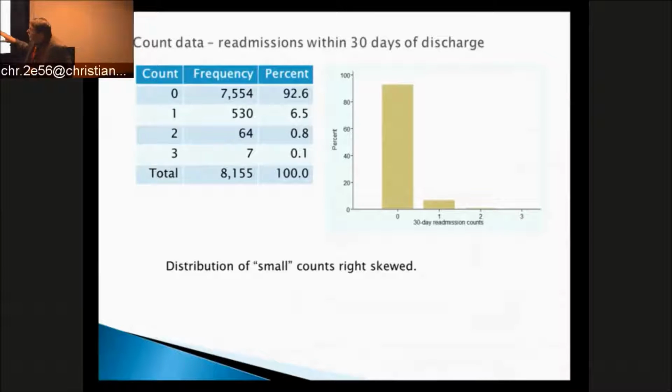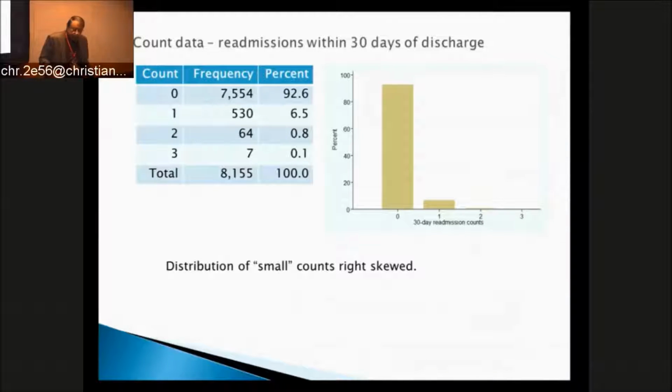So that's our counts. We have 64 individuals who were readmitted twice within the 30-day period, and 7 individuals who were re-hospitalized or readmitted 3 times within the 30-day period. And so this is what the distribution looks like. Obviously, it's right skewed.